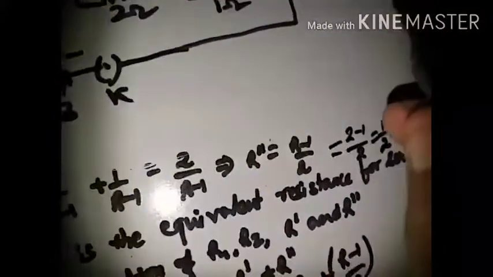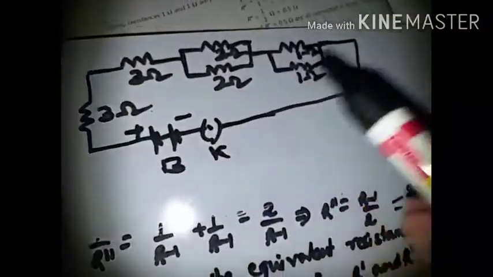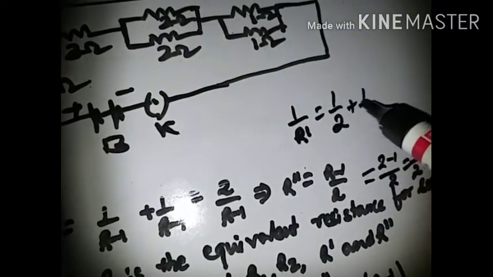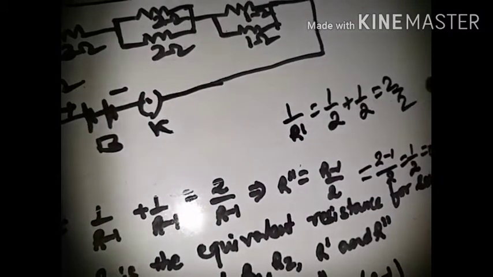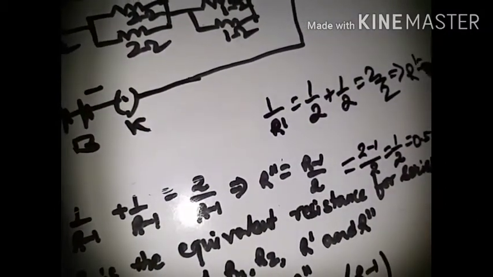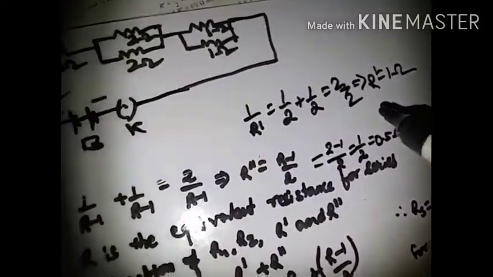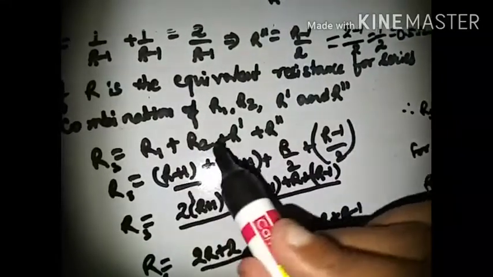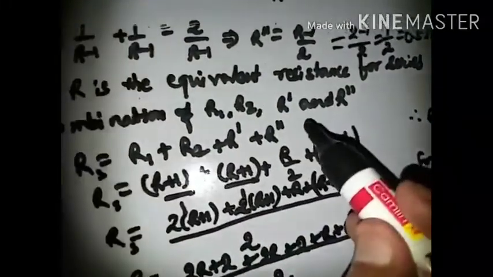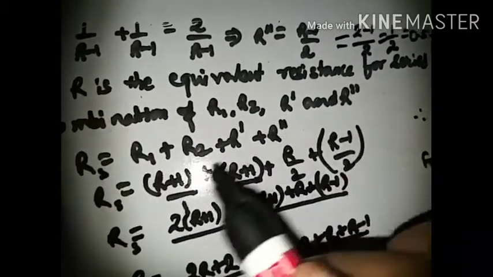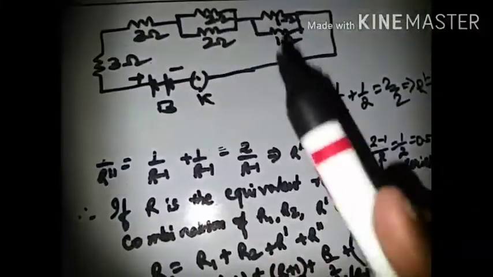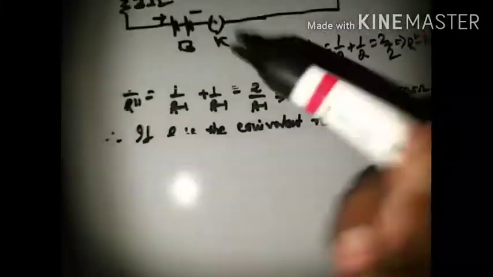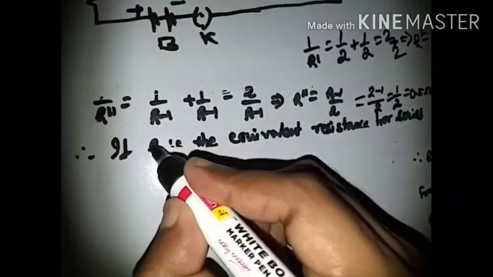Let us see what R dash is. 1 by R dash will be 1 by 2 plus 1 by 2, that is equal to 2 by 2. So that gives you R dash equal to 1 ohm. Now we are left with the solution for all the 4 resistors taken together. Let me clean up the space a little bit so that we have some space for doing the calculations. Yes, right now we have enough space.